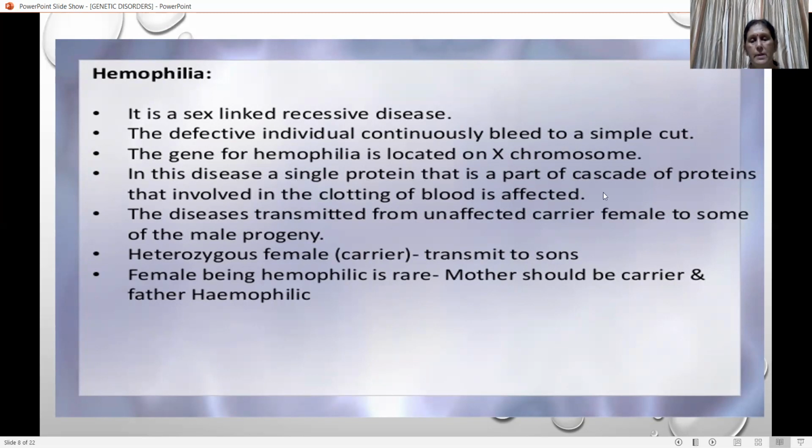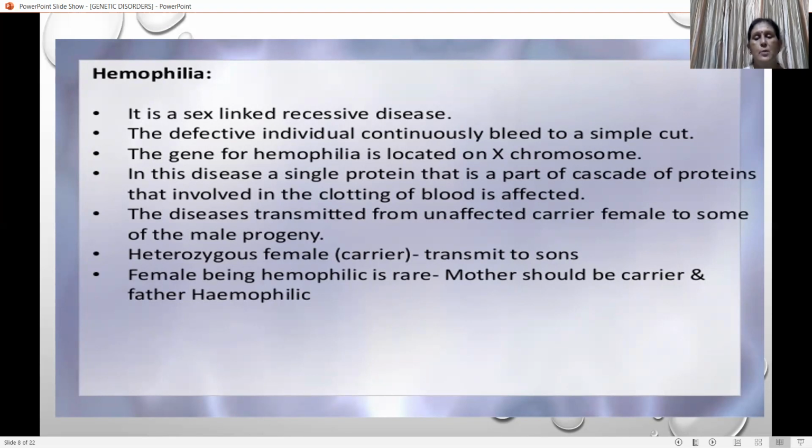We know that when we bleed from a simple cut, after a few moments the bleeding stops, due to fibrinogen present in our blood. But in this case, the patient lacks, or is devoid of, that single protein.